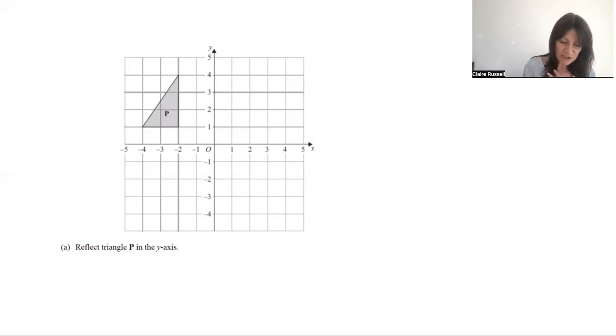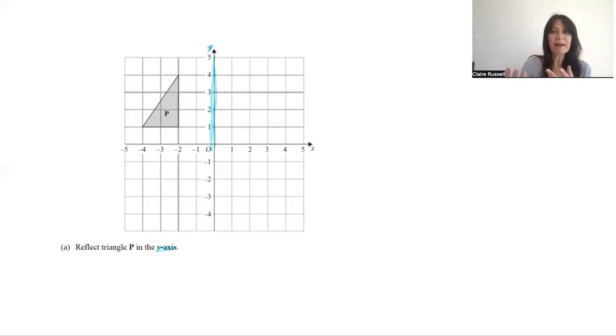Okay, so with this question, we're being asked to reflect in the y-axis. So it's just really, really important that we recognize that the y-axis is the one labeled with the y, so here. And then that becomes like a mirror line. It's like a line of symmetry almost, so that my reflection will be flipped over that line and it will be the same distance between it.